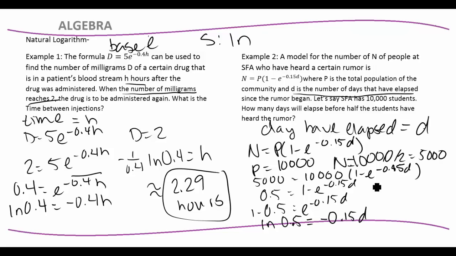And then we get d by itself. We divide both sides by negative 0.15, so we get negative 1 over 0.15 times the natural log of 0.5 equals d. When put into the calculator, it gives us approximately 4.621. So approximately 4.621 days have elapsed before 5,000 students have heard the rumor. And this makes sense with the problem above.